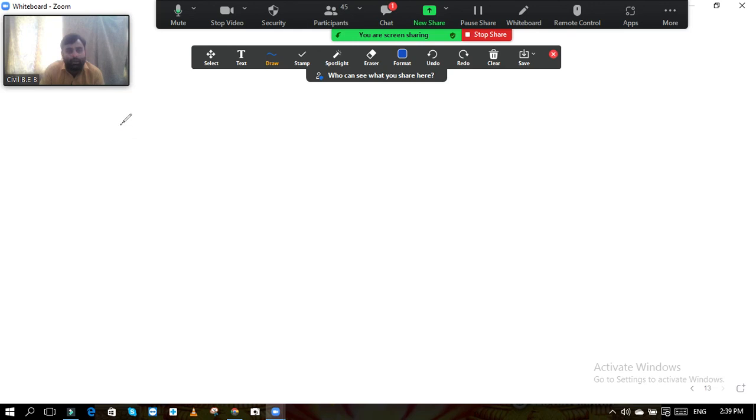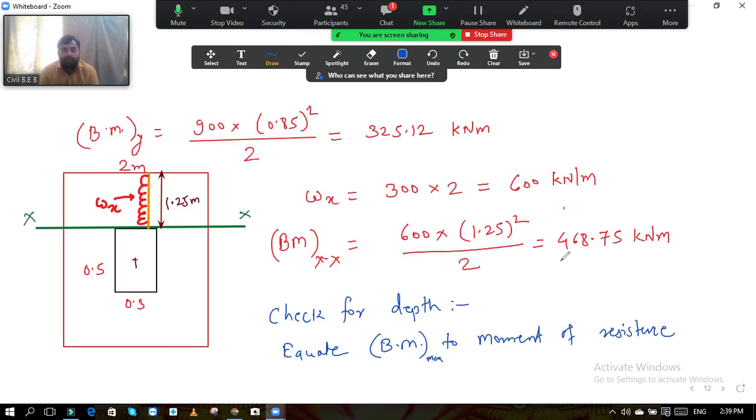Bending moment, how much did we get? 468.75 kilonewton meter, so 10 raised to 6, which is 0.138 FCK, FCK is 20, into B. Now see where you are getting the maximum bending moment, here at XX, 468. What is your span? Your span is 1.25, so this will become your width. How much is it? 2 meter. Okay, it is 2 meter.